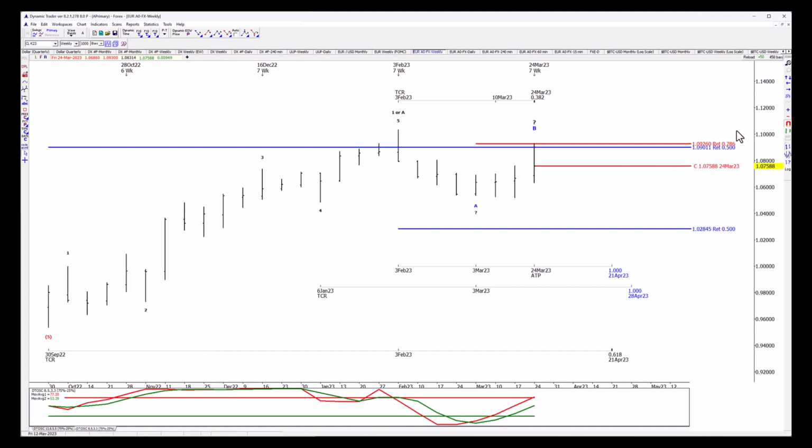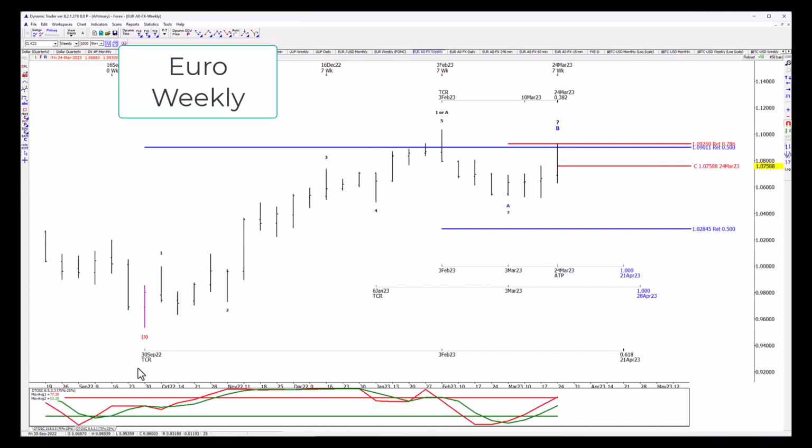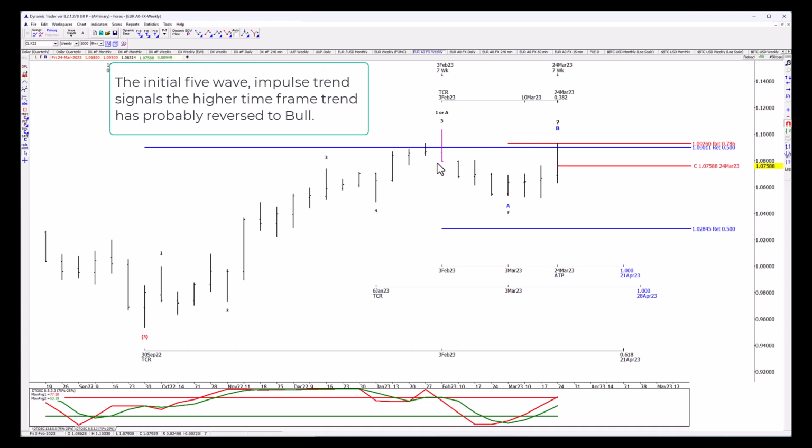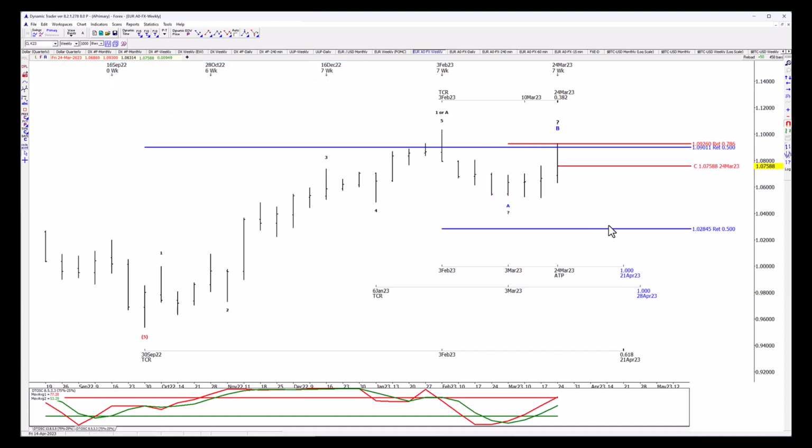So let's go to the weekly data. This is weekly euro. And let's just take it from that September 2022 low. The advance off of that low, again, Elliott Wave-wise, is just a beautiful five-wave advance into the February high. And that's what we want to see if the larger time frame trend is reversing. So we look at this as a 1RA. So at the very least, following this high in early February, there should be a correction. That would be a 2RB correction, and then we'd have at least one more advance to a new high. We call that a wave 3RC.